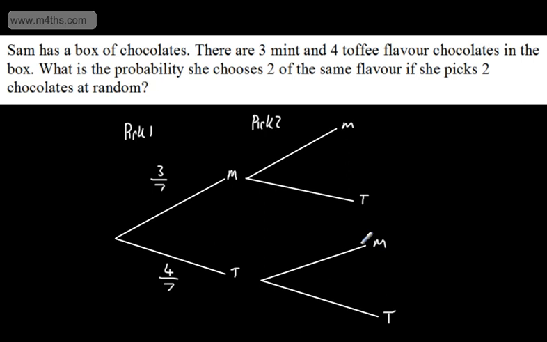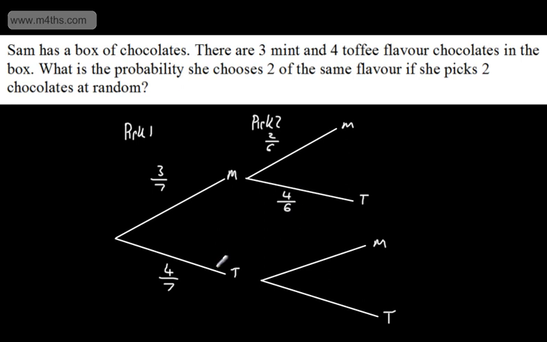Now, if we picked a mint the first time, there are only 2 mints left and a total of 6 chocolates. So we can see that the denominator decreases by 1. If we were picking again, we would have now 1 out of 5. So there's 1 mint left out of the 5 possible chocolates in the box. Therefore, now this has got to be 4 over 6. There are still 4 toffees out of a total of 6 chocolates.